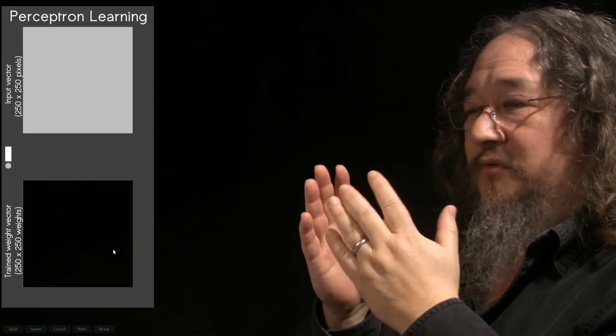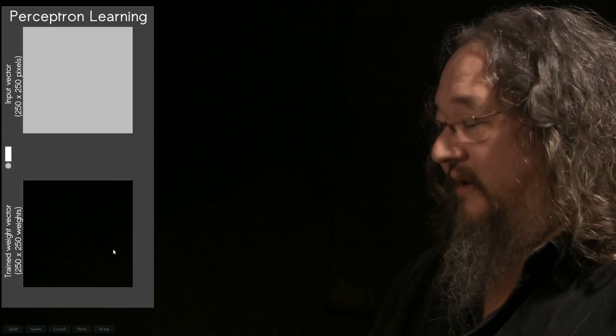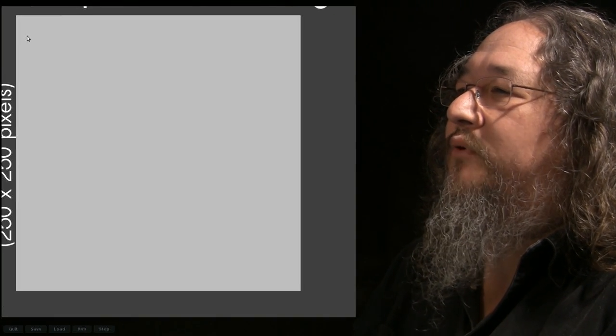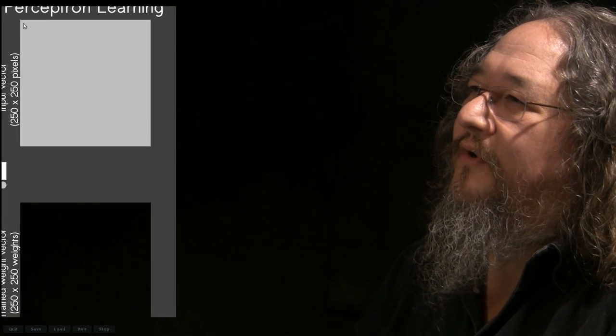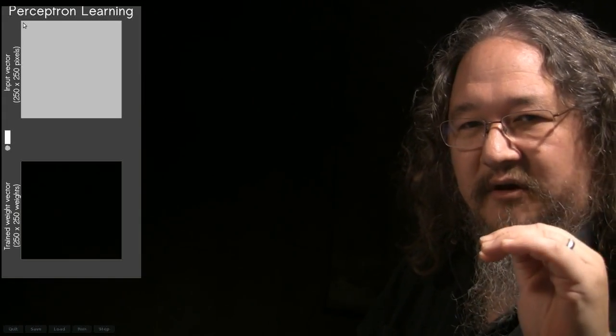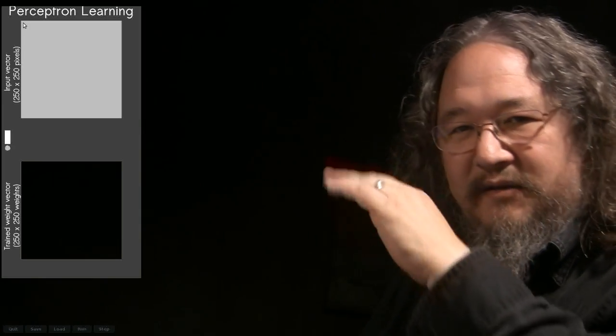So we're going to try to learn the difference between former president and cat, all right? And the way it works is this. Up here we've got our input. This is 250 by 250 individual pixels that make up a black and white picture. So they can be 0, which is black, they can be 1, which is white, anywhere in between, which is gray.